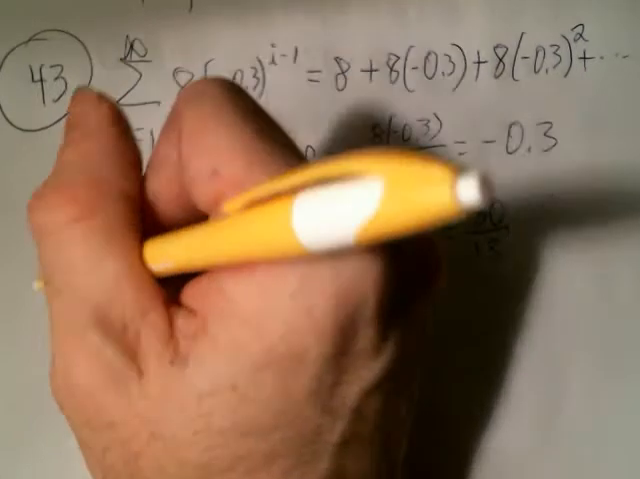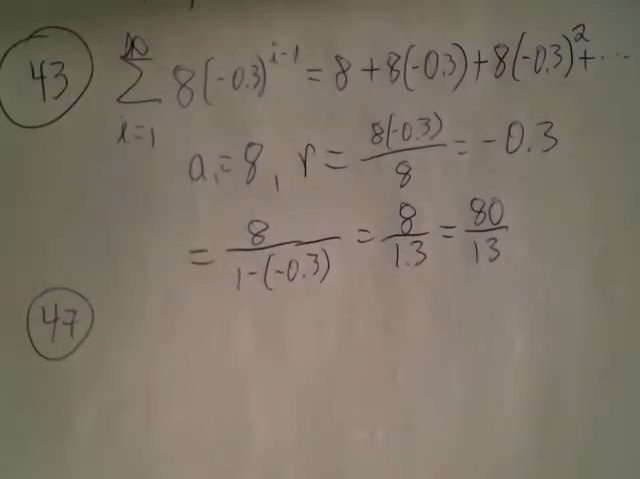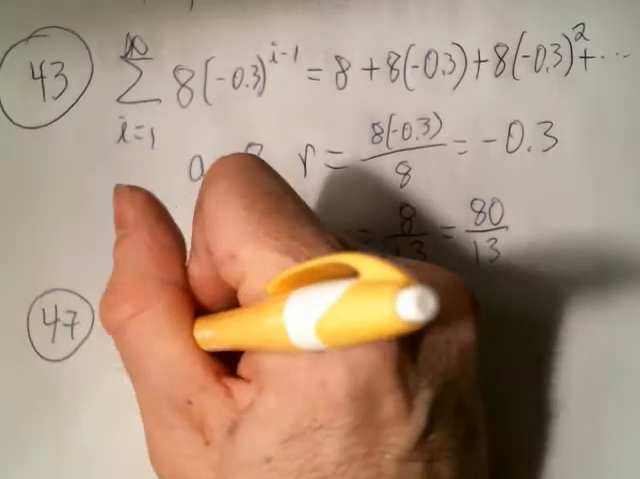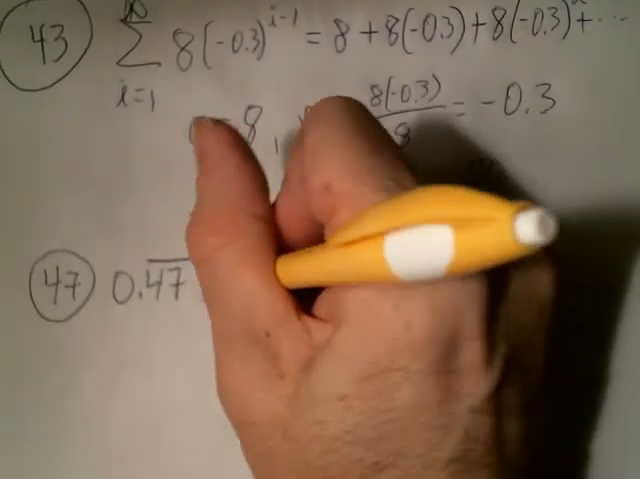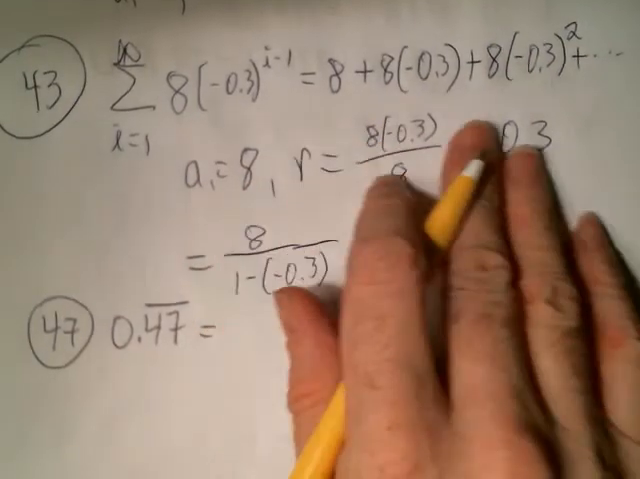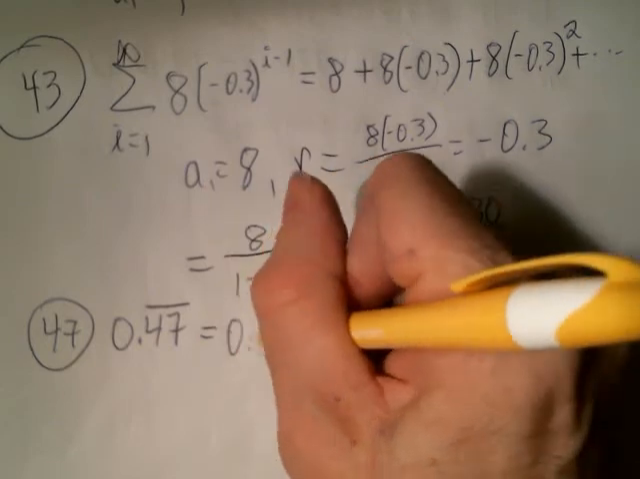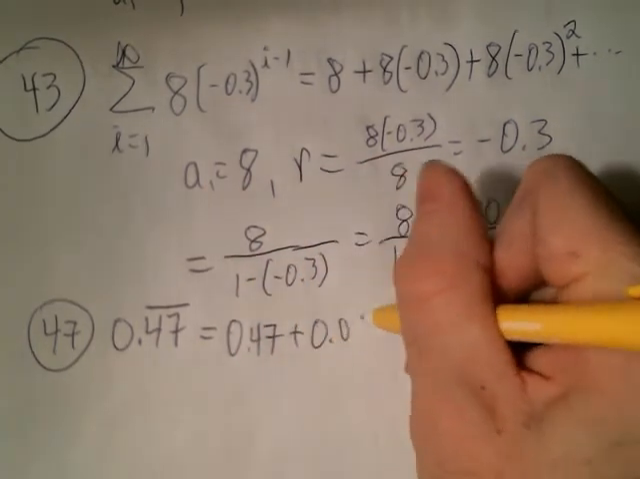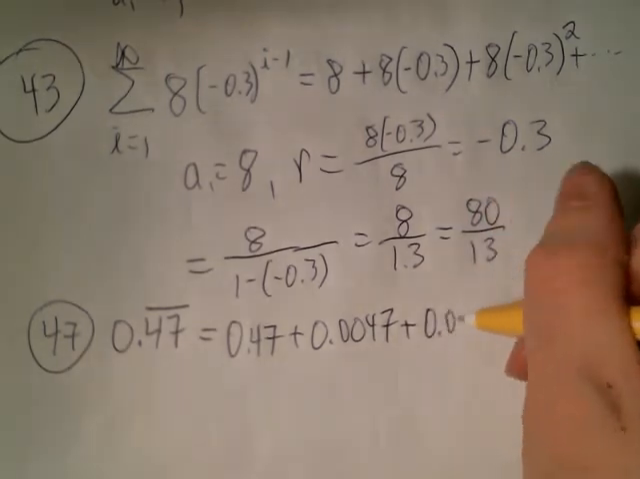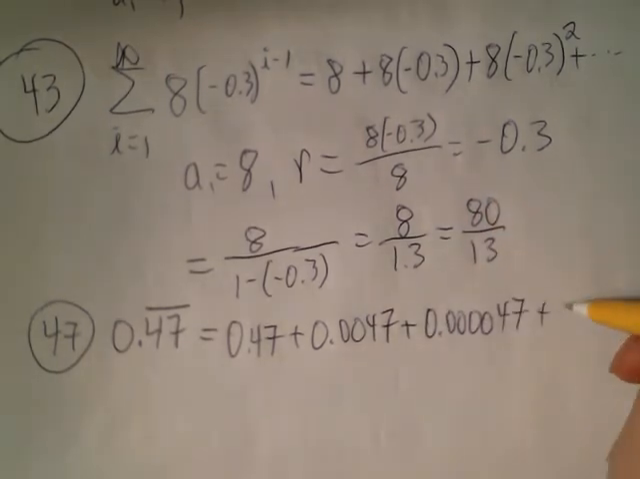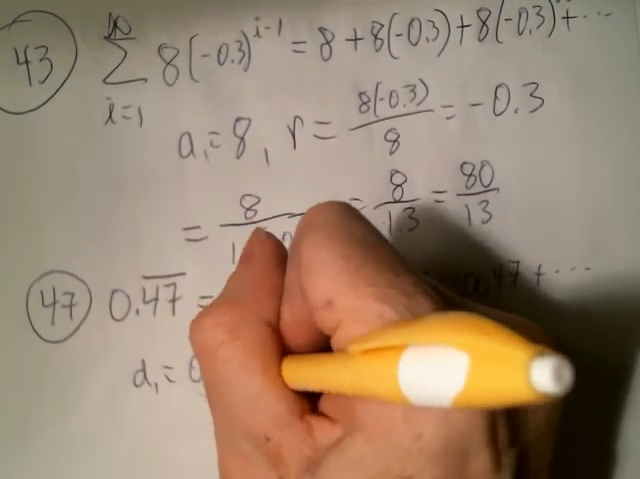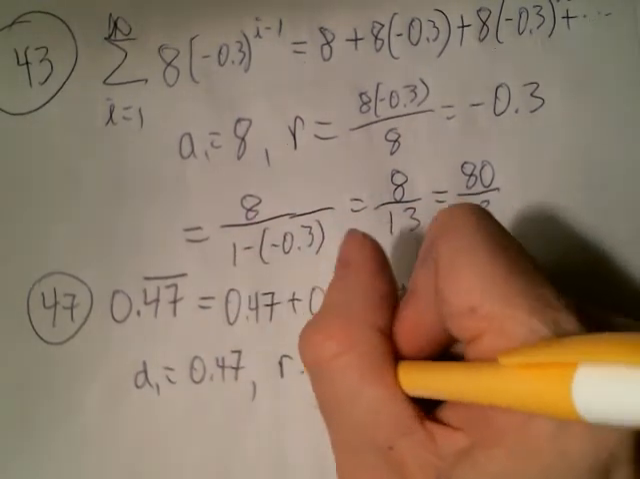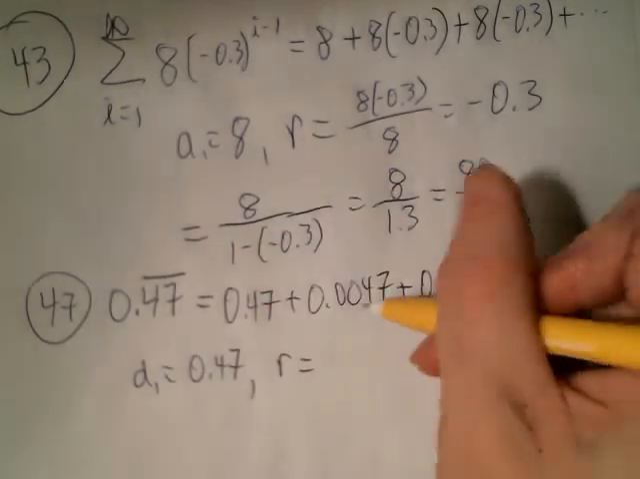You could do some tricks with this, and one trick is converting repeated decimals into fractions. So example, problem number 47, we have 0.47 repeated. First, write it as a series, okay, a geometric series. So this is the same as 0.47 plus 0.0047 plus 0.000047 plus dot dot dot. Okay. Our a sub 1 value is 0.47. Our r value is, what the heck is the r? Take 2 and divide them.